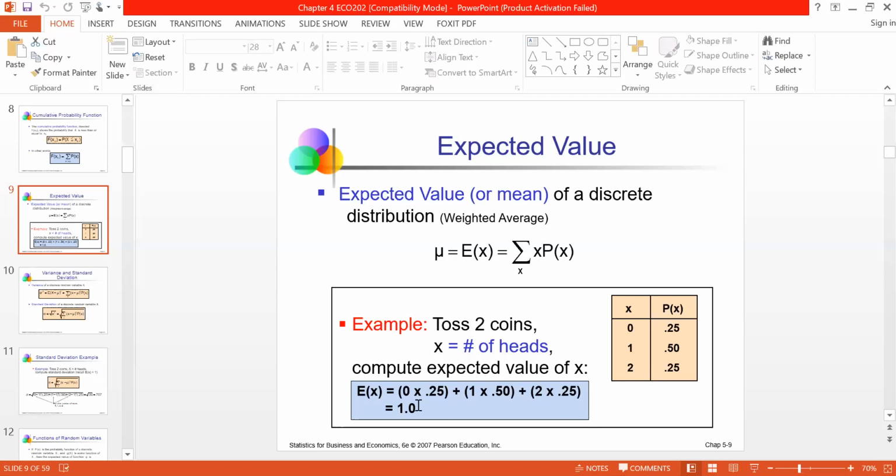So here we have done a simple exercise where we have multiplied x's with the probabilities. 0 times 0.25 plus 1 times 0.50 plus 2 times 0.25. If you add all of them, you will get 1. Why are you adding them? Because you have a summation sign. So this is the formula for mu, or mean of the discrete random variable.